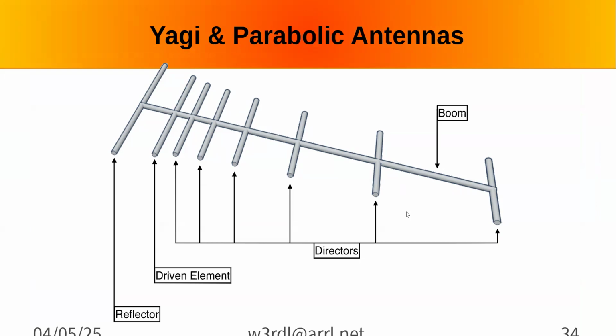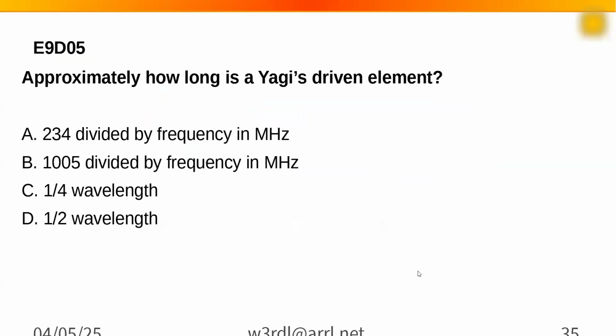Now, in some cases, I've seen multiple reflectors where they might have maybe three, one above and one below. You get a bigger reflection. In some cases, maybe even a flat reflector. Approximately how long is the Yagi's driven element?